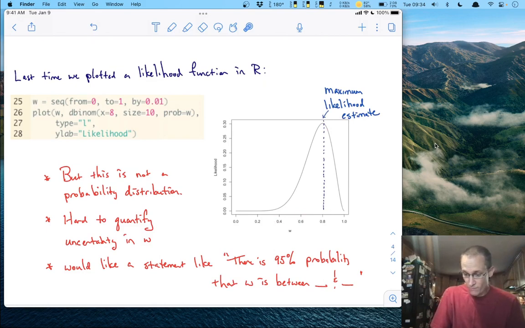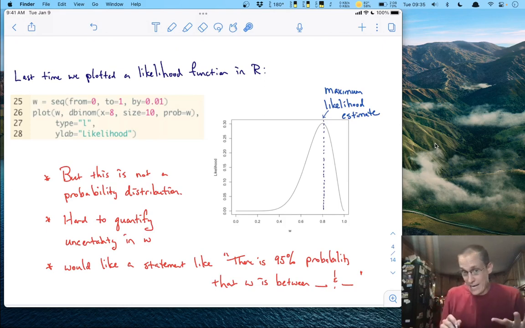But I mean, our estimate ranges completely from 0 to 1. Now 0 up to about here is not very likely, but there is some positive likelihood that we need to take into account somehow when we're quantifying our estimate of W. Because it's hard to quantify that uncertainty, this is a relatively difficult way to do this.